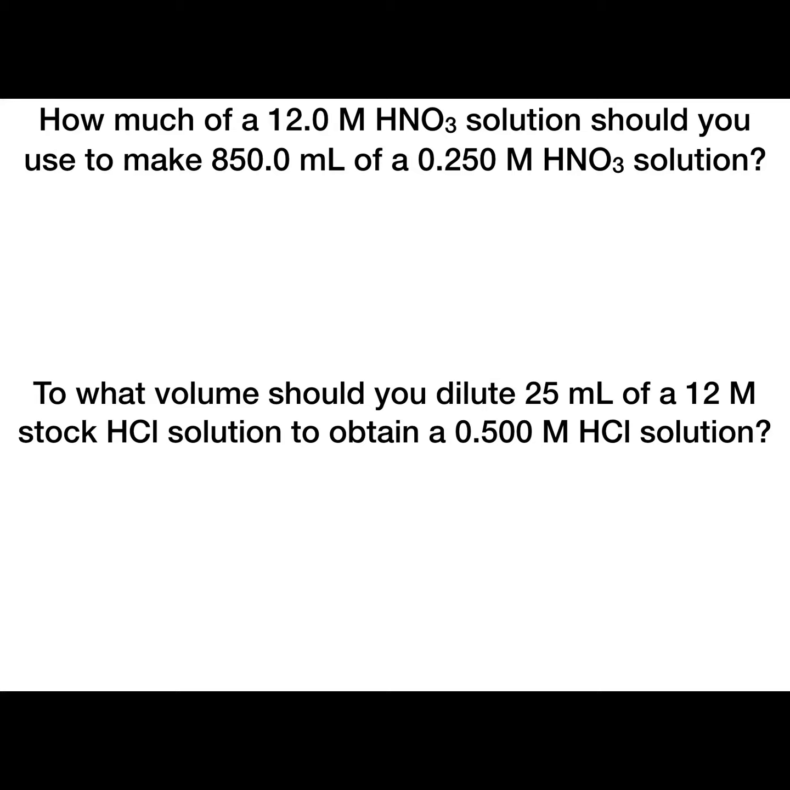Our next problems are solution dilution problems. So our first one is, how much of a 12.0 molarity HNO3 solution should you use to make 850.0 milliliters of a 0.250 molarity HNO3 solution?